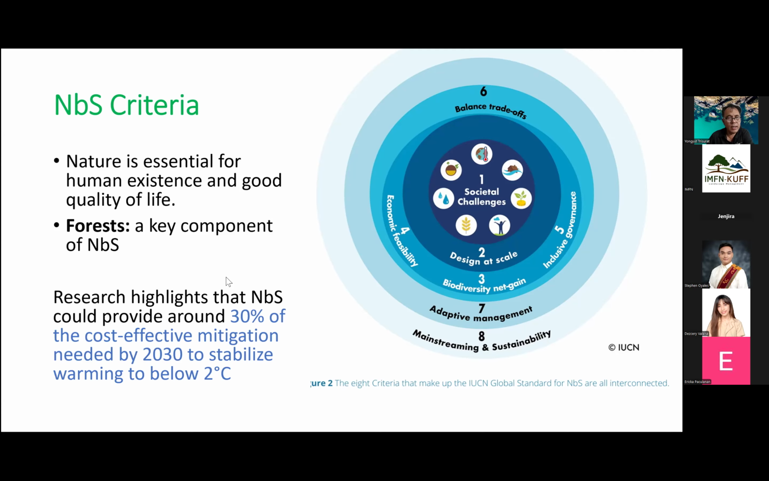At the global scale, I used a meta-analysis and found that if we use nature-based solutions, the cost of implementation will be 30% compared to the various sectors like energy, waste, and so on and so forth. And this can stabilize the warming to 2 degrees.